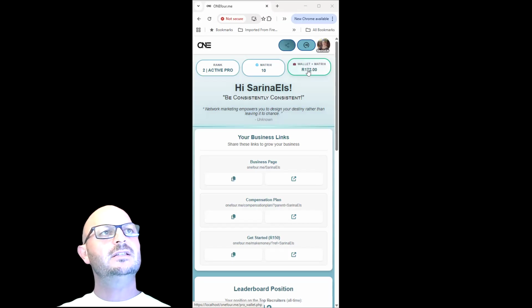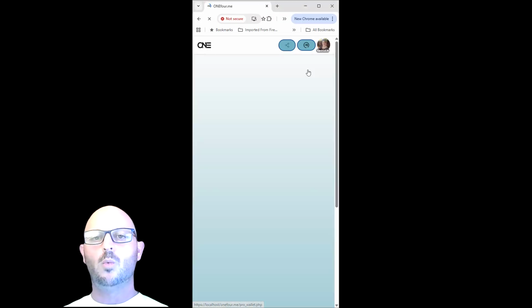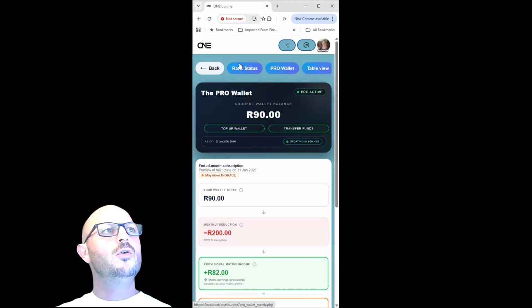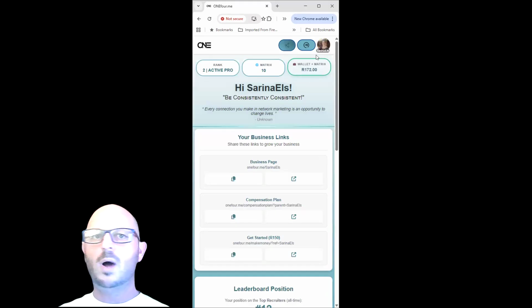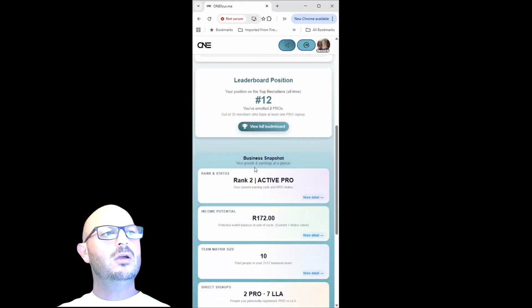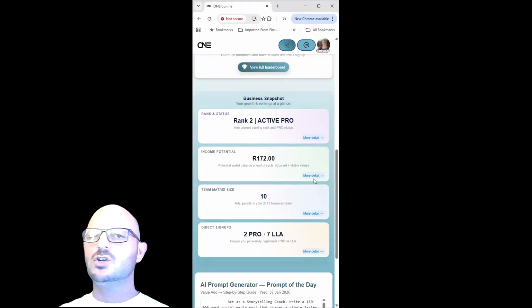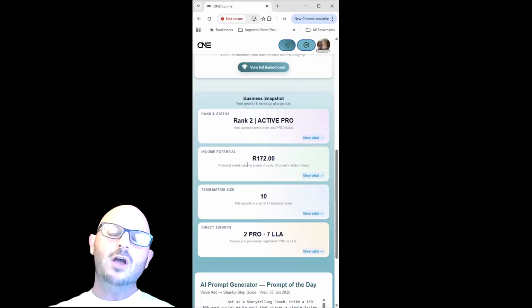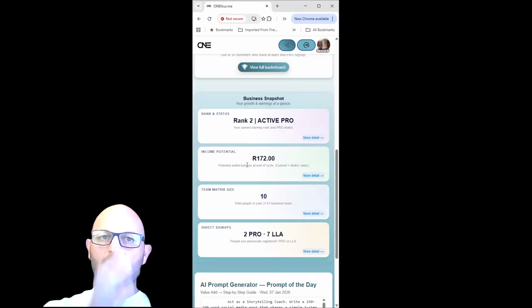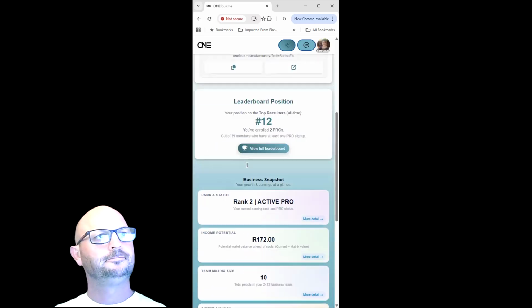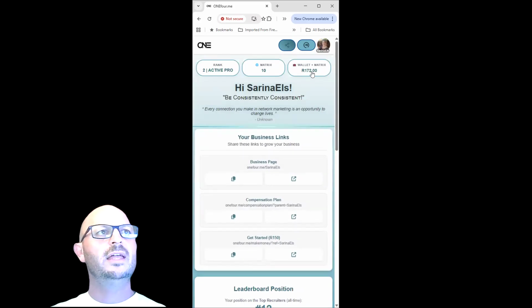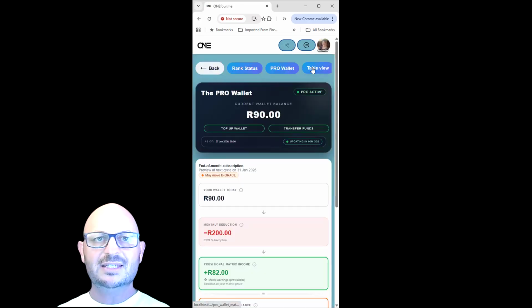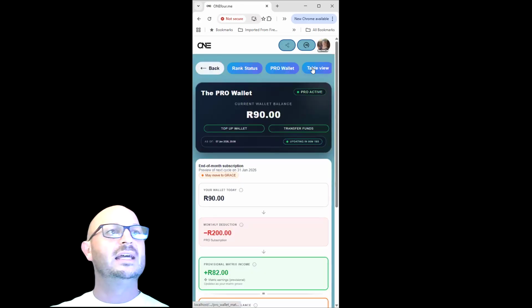When you click on that, it's going to take you to the wallet. That amount on your first screen, this little block here, that is not your wallet. This little block in your business snapshot, that is not your wallet. That only shows you your current balance plus your matrix value at the moment. Okay. That is all that it shows you. When you click on it, it takes you to your wallet.